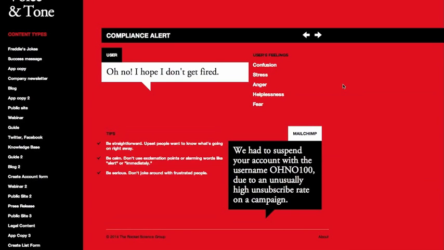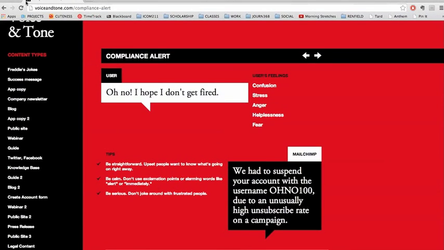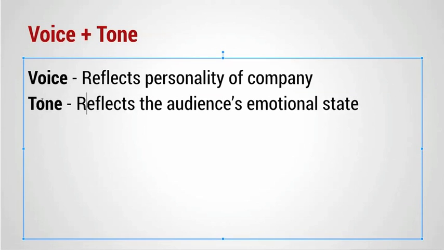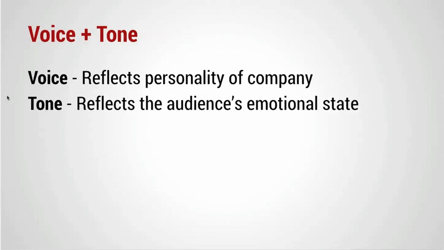They're explaining what you did wrong in a straightforward way, but they're explaining it to you like they know you and they understand you're scared and they're trying to help you, just like a friend would. So this is a great site to see the difference between voice and tone. And again, it's just called voiceandtone.com. But just to reiterate, the voice reflects the personality of a company at all times, and the tone reflects an audience's emotional state in specific situations.